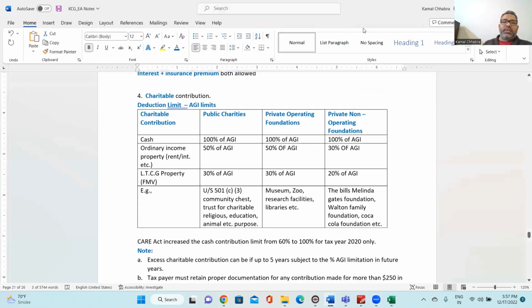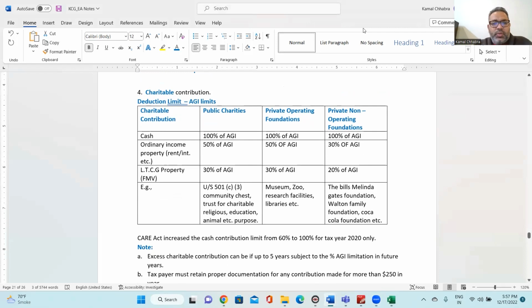Okay, so the next one is charitable contribution. So charitable contribution can be in terms of cash or in kind, in terms of property or, you can say, exchange of any goods or service. That is like kind of kind. If the contribution is in cash, then you can avail up to 100% of AGI. What is AGI? Adjusted gross income. So up to 100% of the AGI, you can claim the deduction.